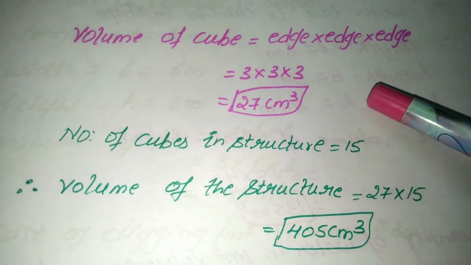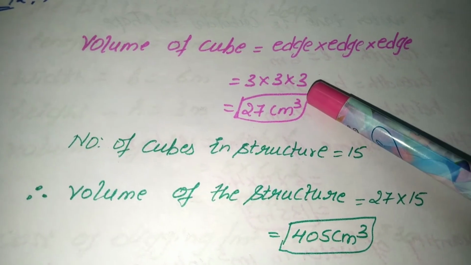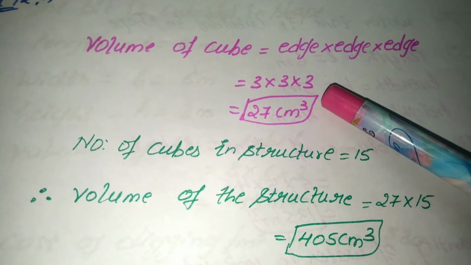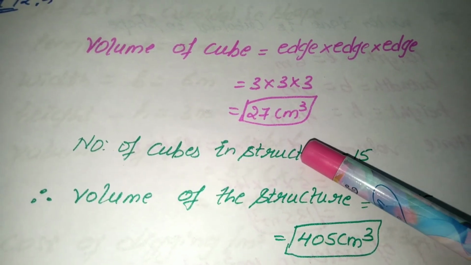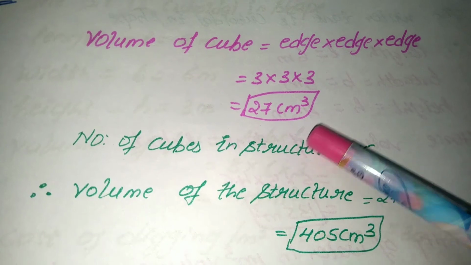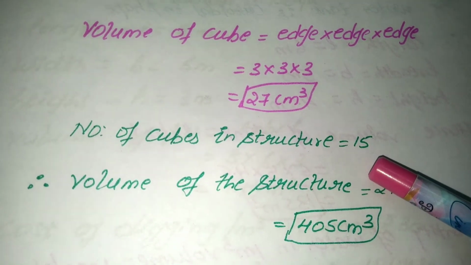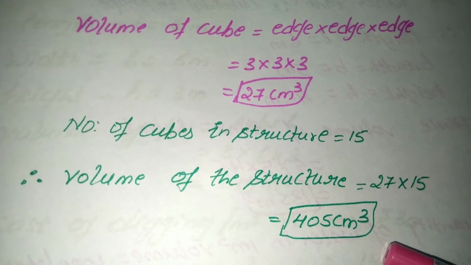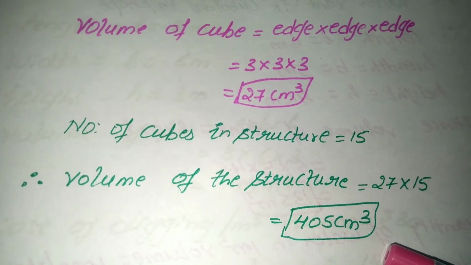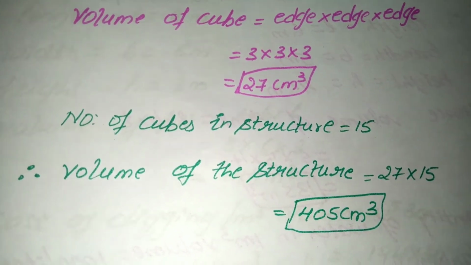Here I get the 15 cubes. So now the volume of the cube formula I have written. As they have given each side as 3 centimeters, I will multiply 3 into 3 into 3. So I am getting the volume of the cube as 27 centimeter cube. On counting from the structure, I got 15 cubes. Hence multiply it with the volume of the structure. Hence your answer will be 405 centimeter cube.